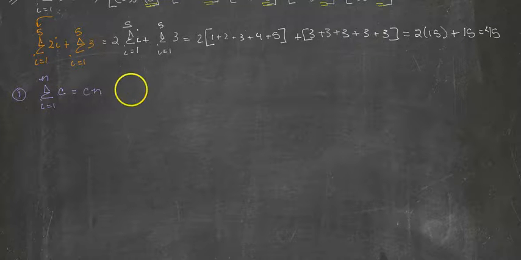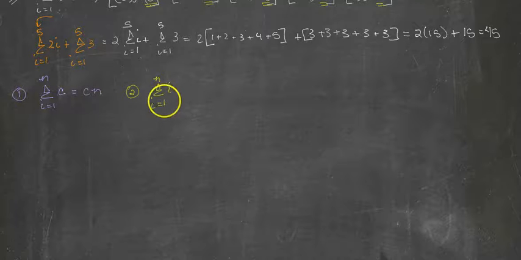Another formula is for the sum of consecutive integers, i equals 1 to n of i. That means I'm going to take 1 and then add to that 2 and add to that 3 and add to that 4. I just keep adding integer values. This is the famous Gauss story.